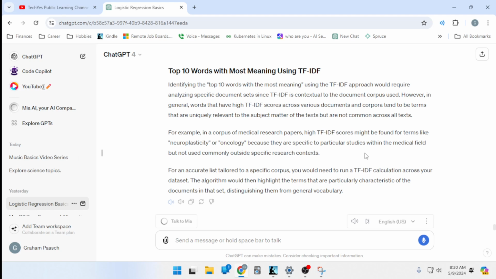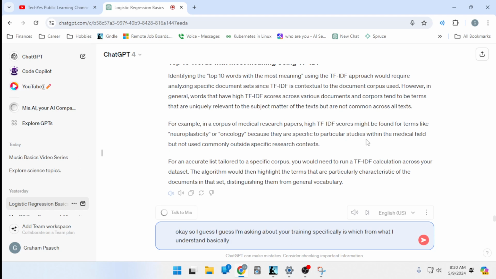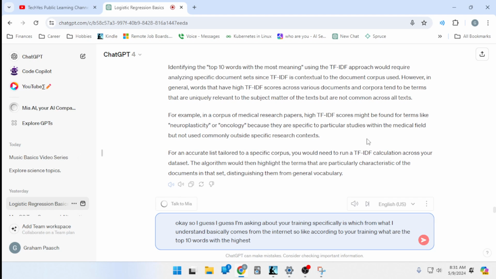All right, so I guess I'm asking about your training specifically, which, from what I understand, basically comes from the internet. So, according to your training, what are the top 10 words with the highest TF-IDF score?